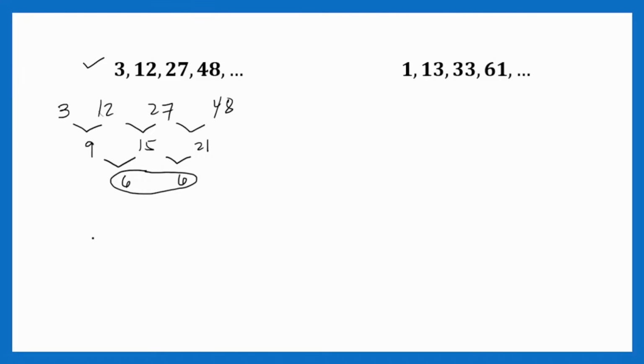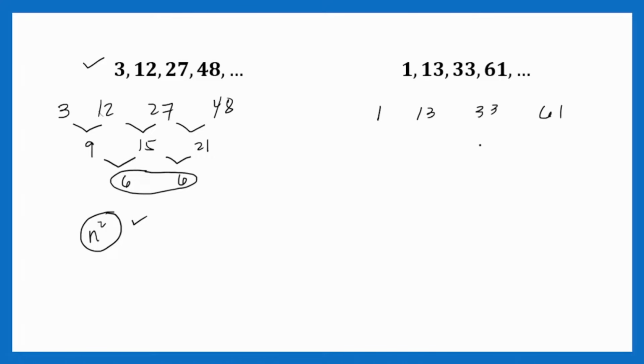And sabi doon, i-expect mo na ang general nth term ay magkakaroon dapat ng n squared. Ayan. Yun kasi ang i-work out natin. Paano mapapalabas yung general nth term or general formula nitong ating sequence na yan. Next. 1, 13, 33, 61.